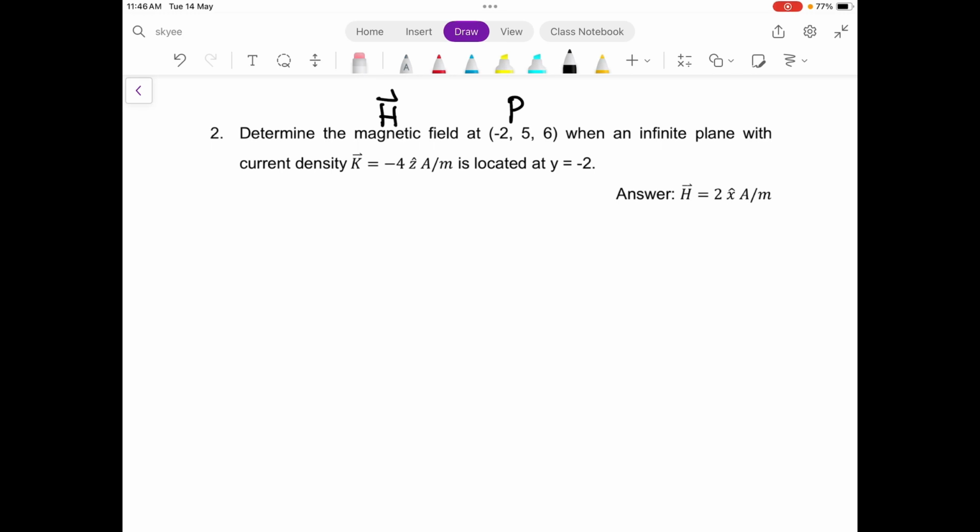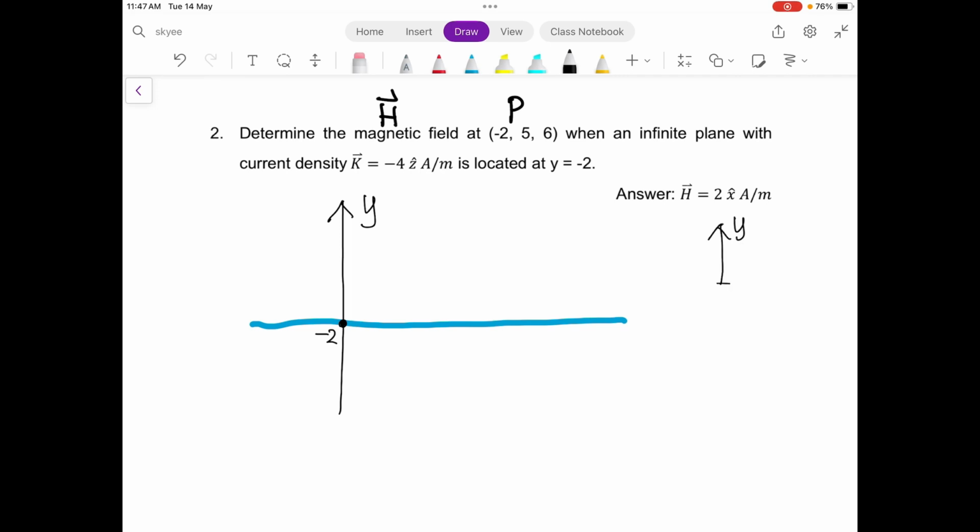In this case, we have to draw this. I draw this axis and label it as y. -2 might be somewhere here, and this is the plane at position -2. The current is in the negative z direction. Maybe here I make a reference: this is my y, this is my x, and this is my z. Positive z is in this direction, and now it is negative z, so this is my current direction, negative z.